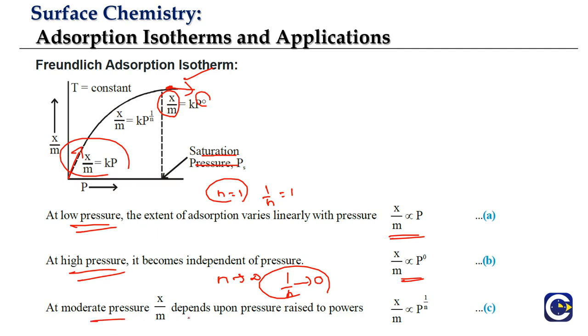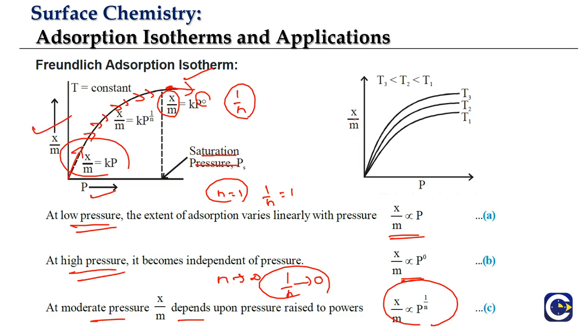Now in the moderate pressure range, we'll see that x by m will be proportional to p power 1 by n. So we can see that as the pressure is changing, the value of 1 by n is changing, and hence the slope of the graph also will change. So this is how we look at the empirical relation between the extent of adsorption and the pressure.